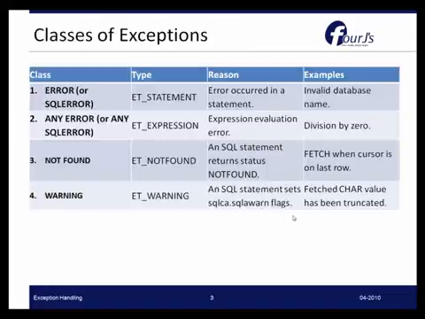Here you see the classes of exceptions. These classes define the types of errors that can occur and what actions can be taken to manage them. There are 4 types of exceptions defining the kind of errors that can occur. There's an error or SQL error, which for example would be an invalid database name. There's any error, which would be an expression evaluation error such as division by 0. There's a not found error, which is a SQL statement returning status not found, so no rows found. And that might occur when a cursor is on the last row.